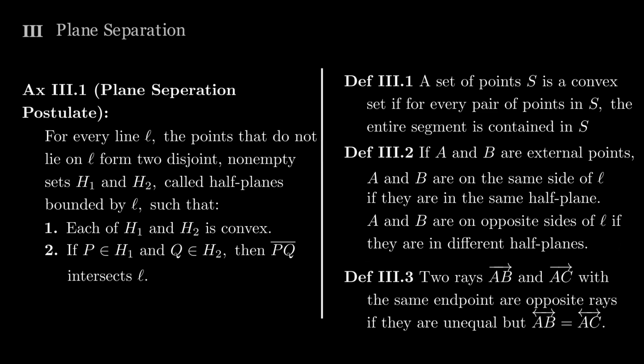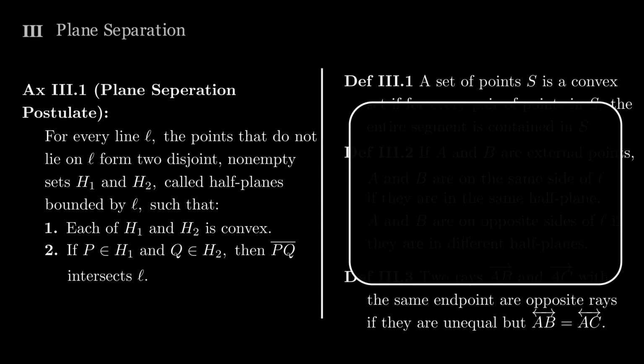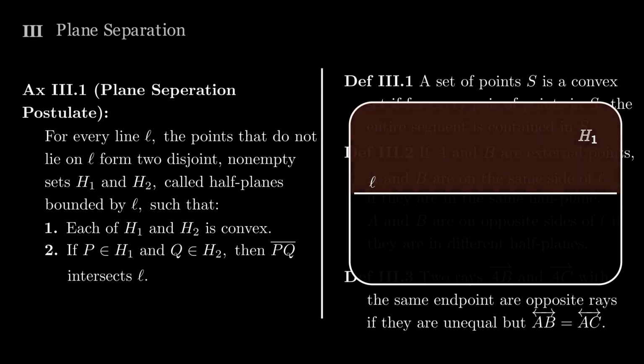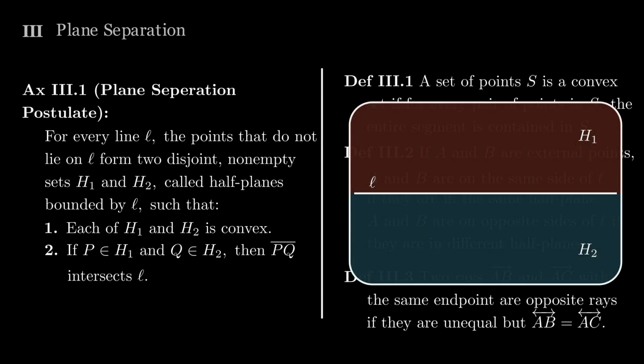If we want to look at how this interacts with the plane separation postulate, we can start off by just imagining that we have a line that splits our space into two sections, kind of like a wall, forming half plane 1 and half plane 2. These half planes should never share any space. If we have 2 points and they're on the same side, or both points are in the same half plane, the line PQ will never intersect L. If they're on separate sides of a line, or in different half planes, PQ will intersect L.